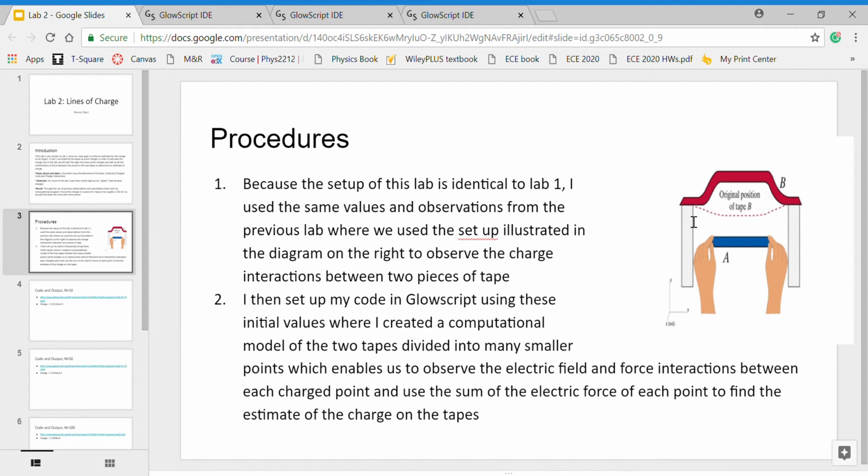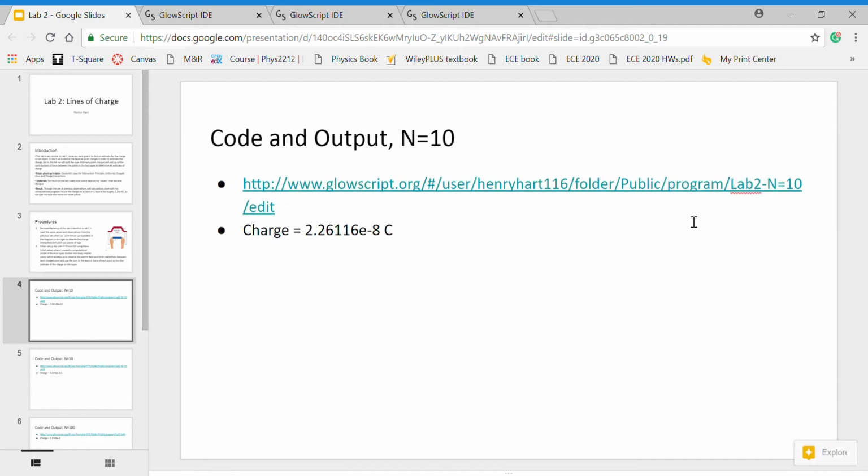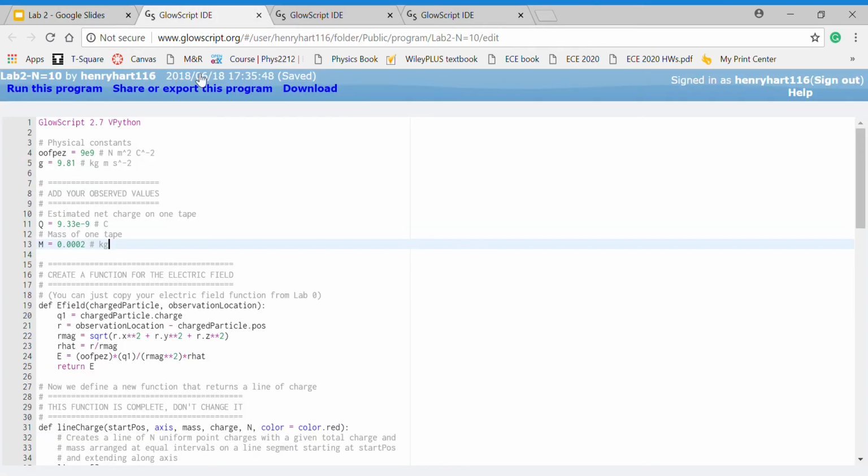and observations from the previous lab, where we used the setup illustrated in the diagram on the right to observe the charge interactions between two pieces of tape. I then set up my code in GlowScript using these initial values, where I created a computational model of the two tapes divided into many smaller points, which enables us to observe the electric field and force interactions between each charged point and use the sum of the electric force of each point to find the estimate of the charge on the tapes. So now we move on to the actual code and models.